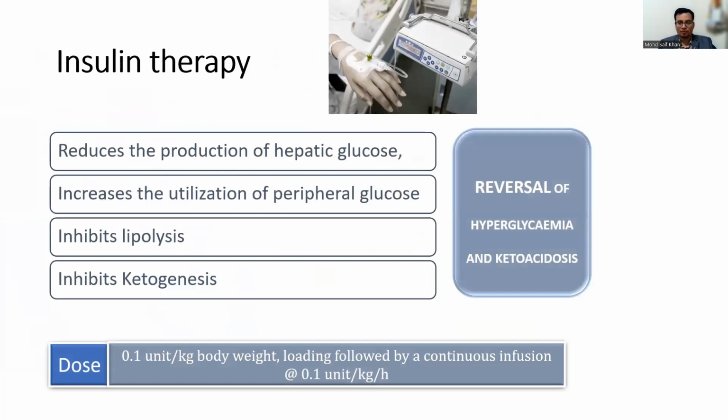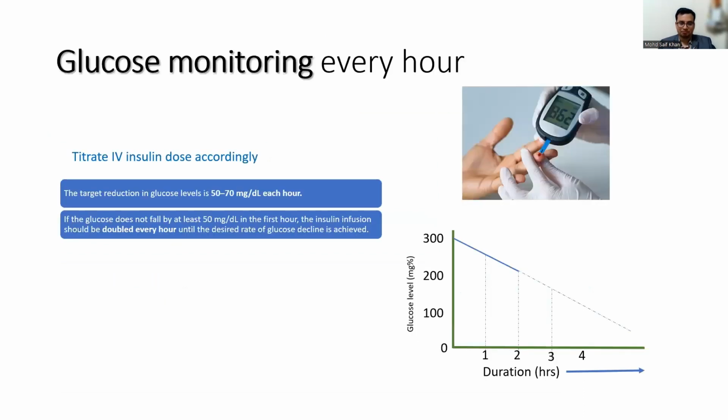Insulin therapy is a crucial line of management of DKA because it reduces the production of hepatic glucose, increases the utilization of peripheral glucose, and also inhibits lipolysis, ketogenesis and glucagon secretion, resulting in lowering of plasma glucose and decreasing the production of ketoacids. The dose is as follows: 0.1 unit per kg loading, followed by 0.1 unit per kg per hour infusion. You should monitor glucose every hour and titrate the IV insulin accordingly.